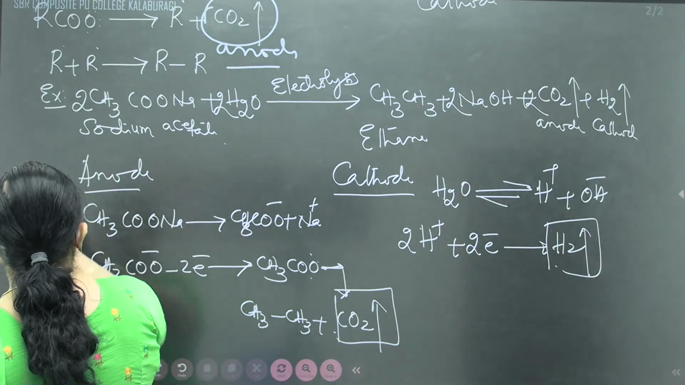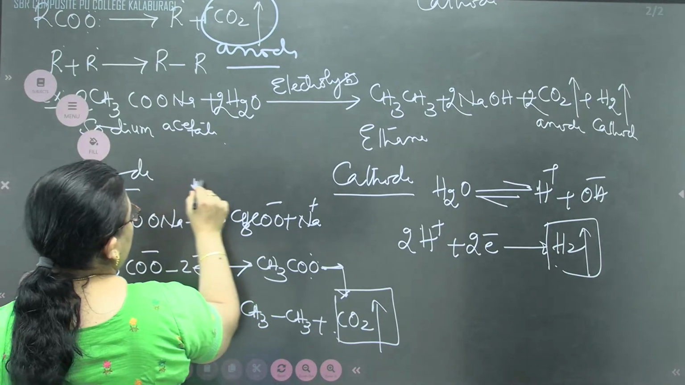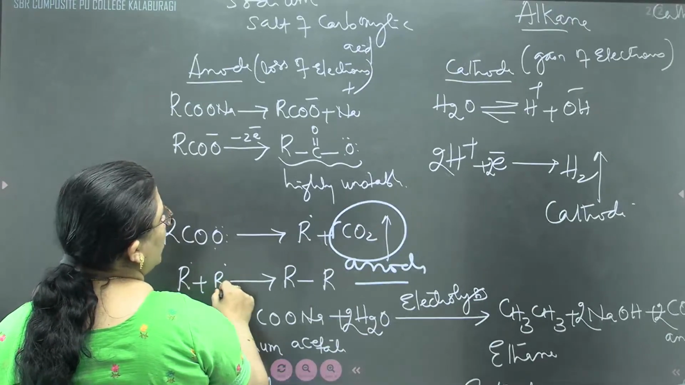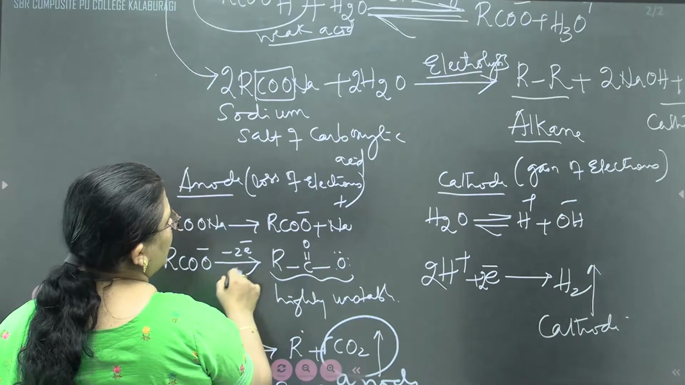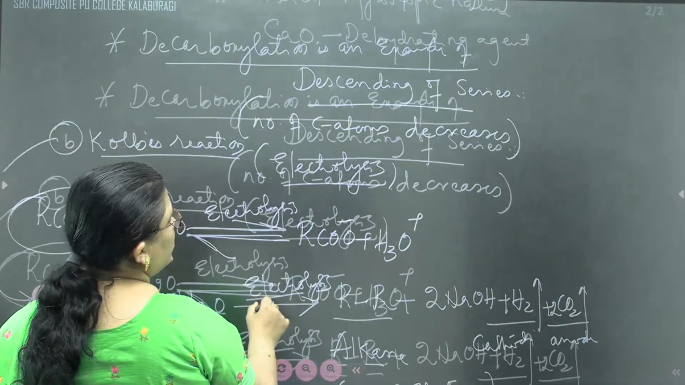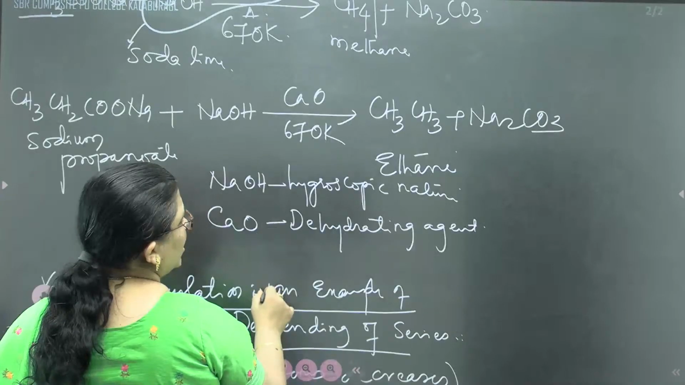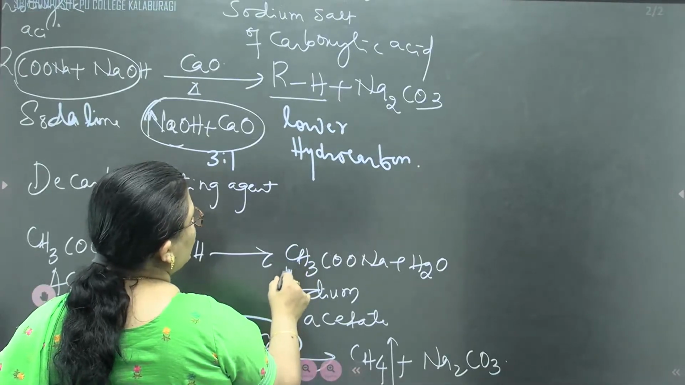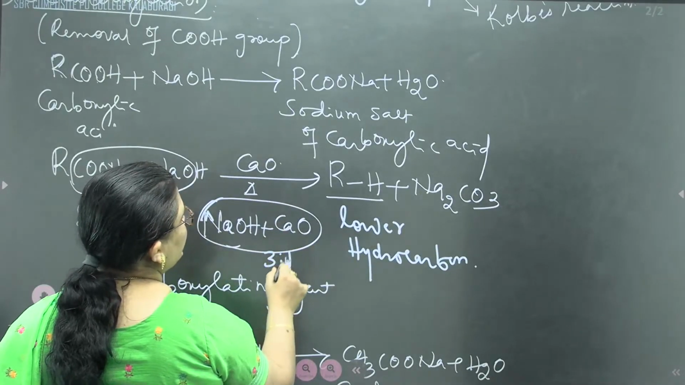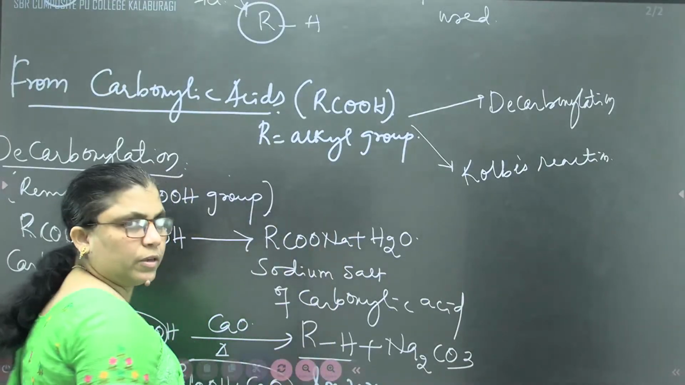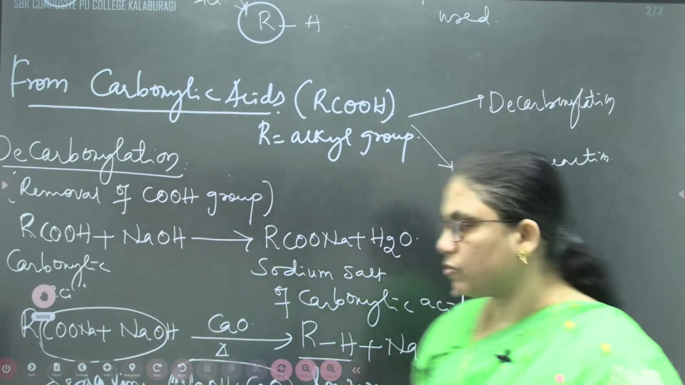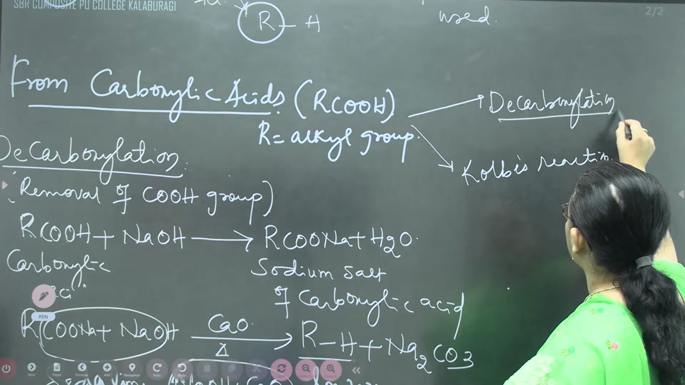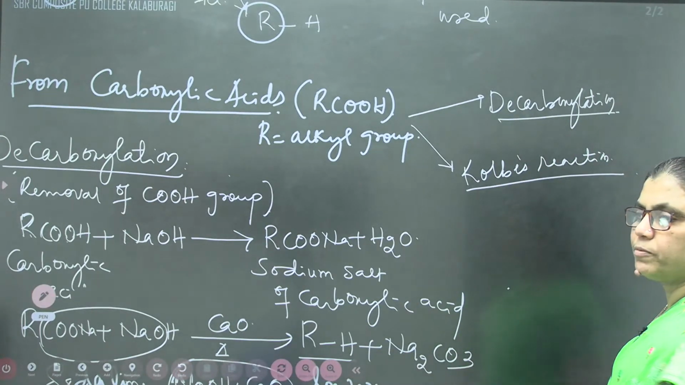Another way, from carboxylic acid. What I said, carboxylic acids are converted into hydrocarbons in 2 ways. The first one is decarboxylation, and the second is from Kolbe's reaction. Here I have written, you see, I have gone back to the same slide. You can see over here, as I have written: one by decarboxylation and another by Kolbe's reaction.